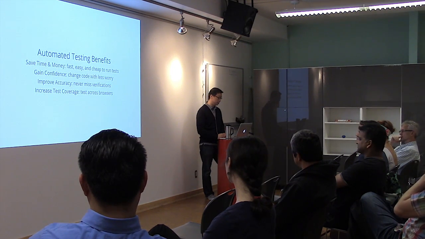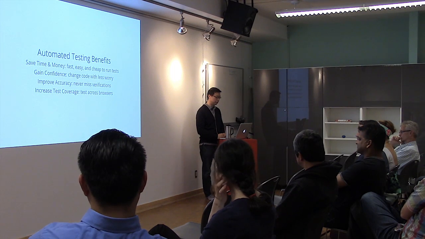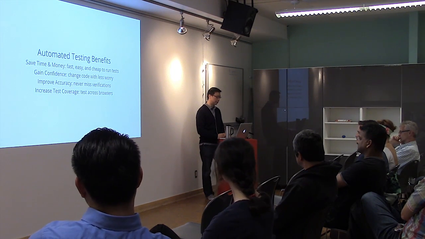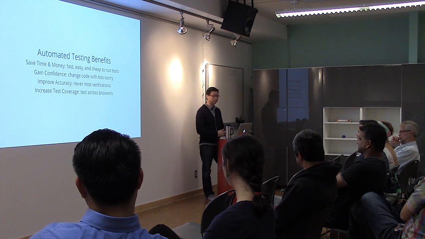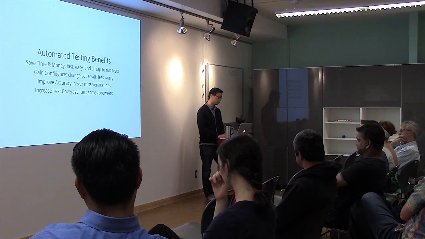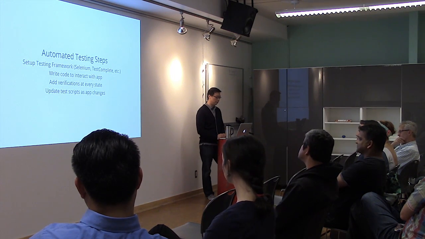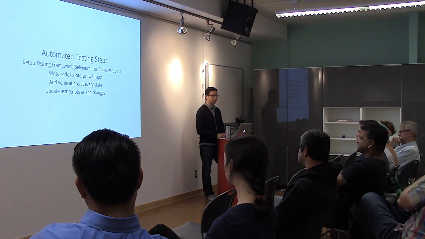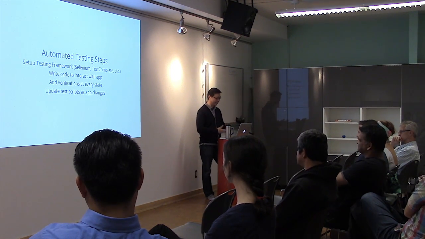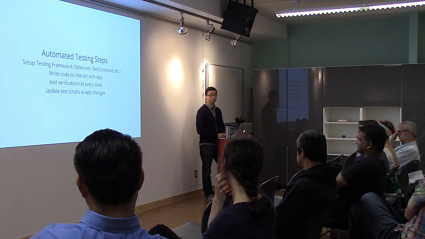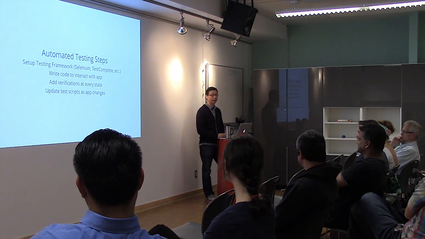It improves accuracy, and so you never miss verifications because machines never fatigue. And it increases test coverage. So you know that you're always testing against all the different browsers, devices, and things that you have your automated tests hooked up to. But all those benefits only exist if you have automated tests. And so obviously it takes a lot of effort to build that out. And it depends on the size of your project, it depends on your team, and it depends on the kind of time and budget that you have to actually create automated tests for every project.